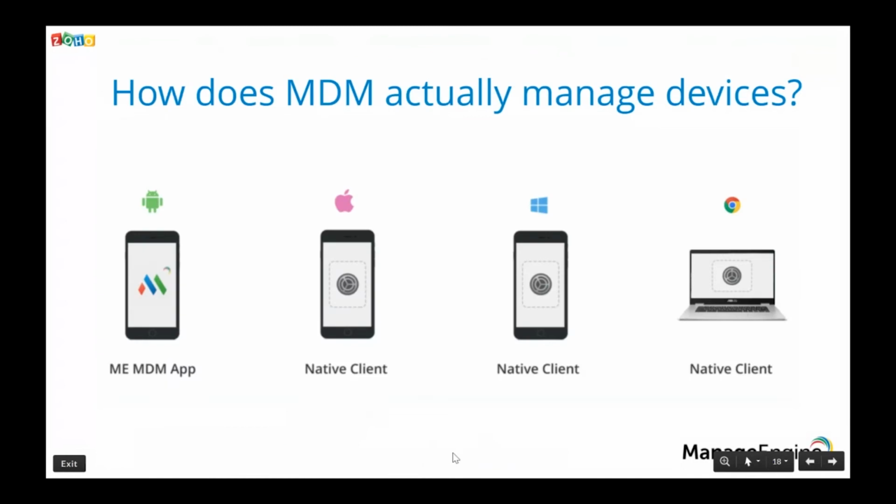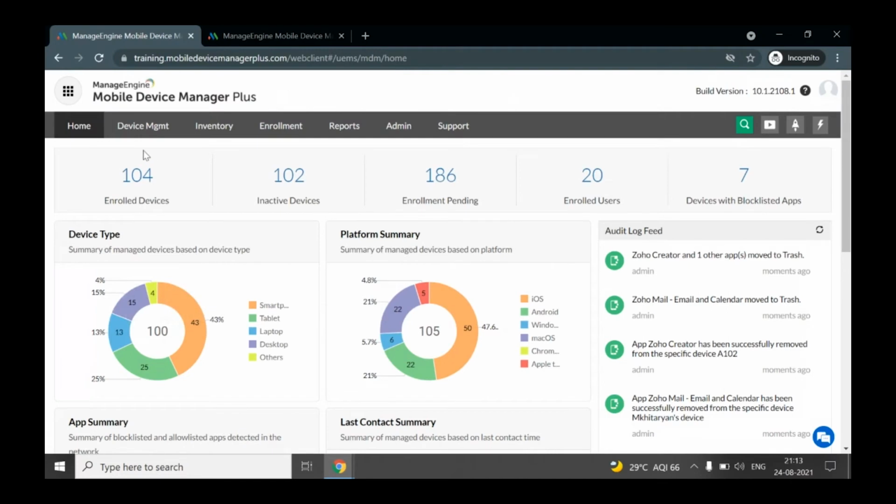So this is a question that might have popped up in your mind. How does MDM manage devices? Well, in the case of Apple, Windows, and Chrome devices, we manage these devices using the native client present on them. However, for your Android devices, you need to install the MeMDM app on the device to be able to manage it. Now let's take a walkthrough of the product console to help you navigate through the session better.